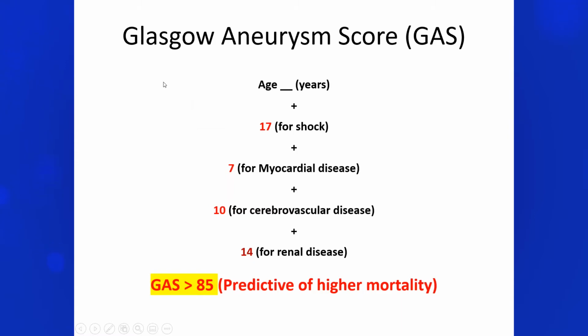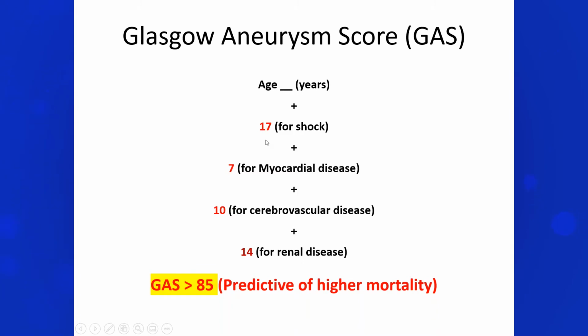There is something to be aware of called the Glasgow Aneurysm Score, or GAS. This is used if a patient presents with an abdominal aortic aneurysm leak or rupture, and it helps us understand what sort of mortality we can expect. A GAS total score of more than 85 would predict a much higher mortality than someone with a much lower score. First we have the age in years, say somebody 65 or 70.